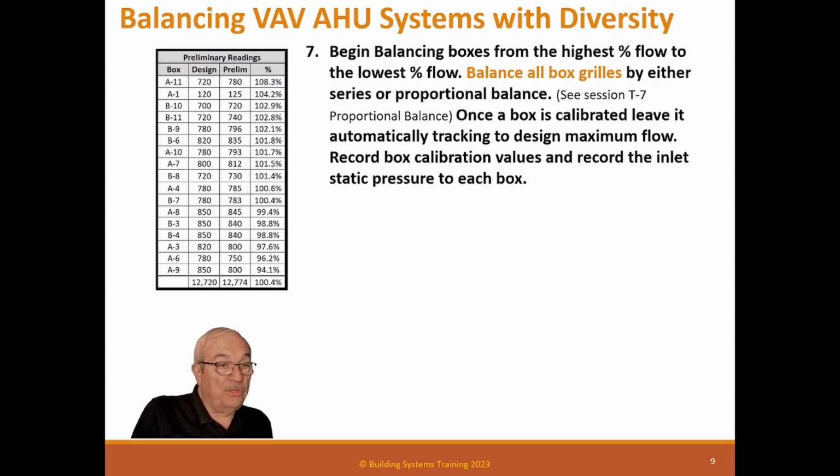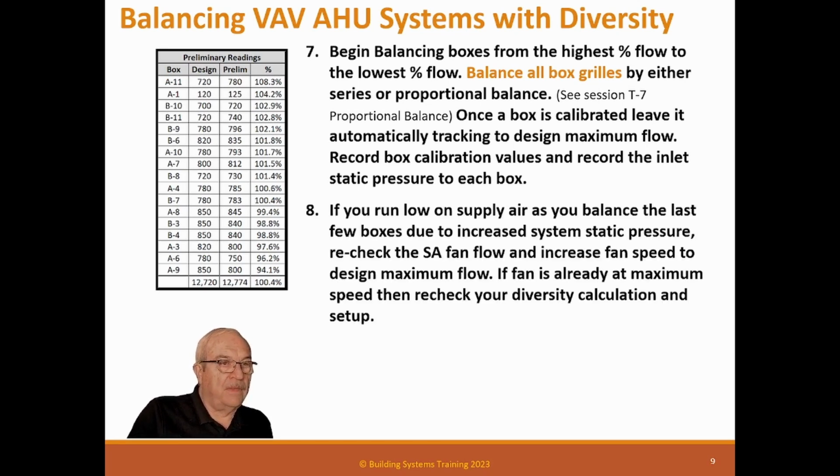No matter what we do with it upstream, we want it to have design flow. Because remember, the air handler is locked at design flow, and we want the boxes to remain at design flow. So if you run low on supply air as you balance the last few boxes due to increased system static pressure, then go back and recheck the supply fan flow. And if it's low, increase the fan speed back up to where it needs to be to give you that flow you wanted. If the fan is already at maximum speed, then recheck your diversity calculation and setup.